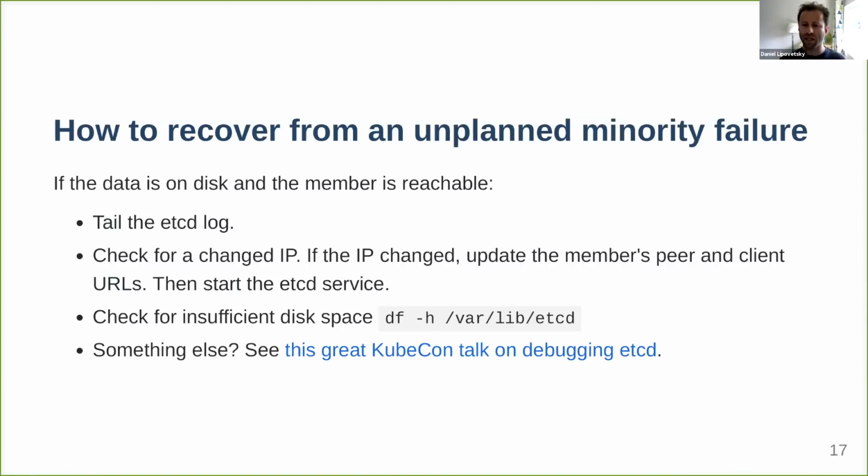If that's the case, then you can actually call up to the members API and adjust that. That's not an operation that etcdadm supports natively, but you can use etcdctl to do that. And if the IP hasn't changed, maybe you've run out of disk space, so you can also check that. Maybe it's something else, and in that case, there are different resources.